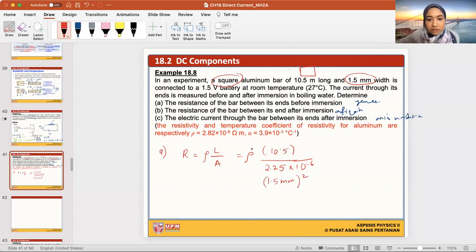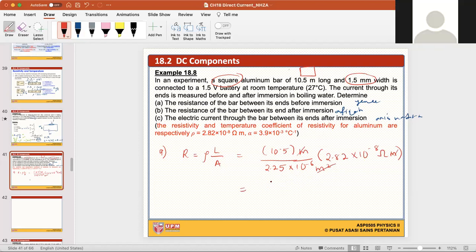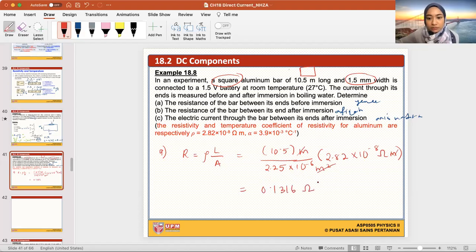Okay. So rho is 2.82 times 10 to the minus 8 ohm meter. This is in meter, this is in meter squared, so this cancels out with the meter. So what did you get for the resistance? 0.1316 ohms. Okay.